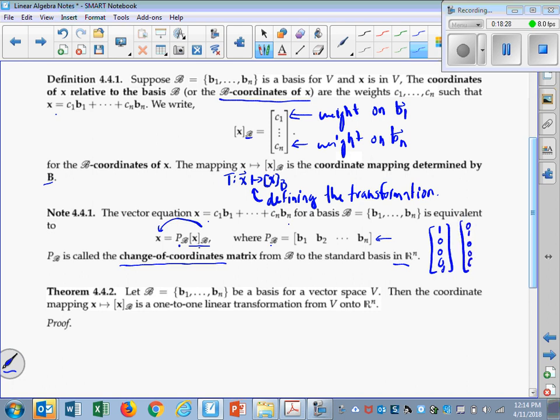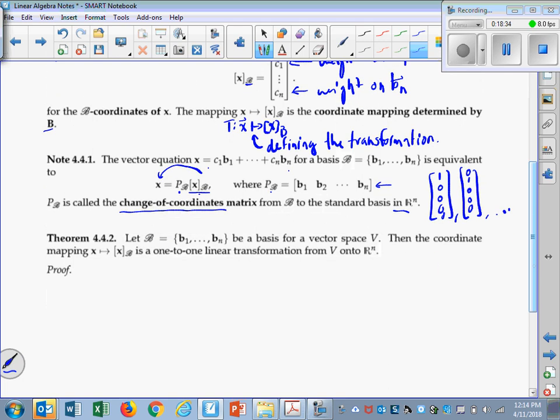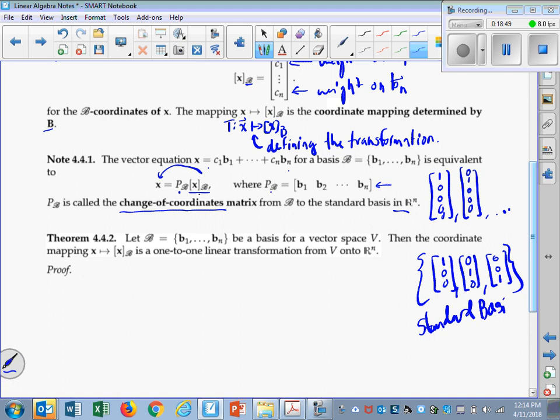So the standard basis for R3, for example, would just be 1, 0, 0, 0, 1, 0, 0, 0, 1. So this is the standard basis for R3. Okay. All right. I think we have enough to go look at our first couple examples. So let's go ahead and go to example 1.